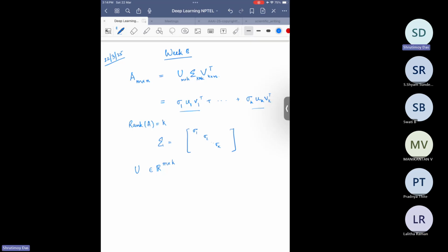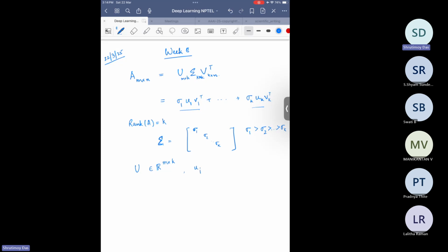So I'm saying that these sigma values are ordered: sigma 1 is greater than sigma 2, and sigma k is the smallest. When we are calculating this matrix, look at the matrix U. It has m rows and k columns. That means each column, each ui, is an m-dimensional vector.